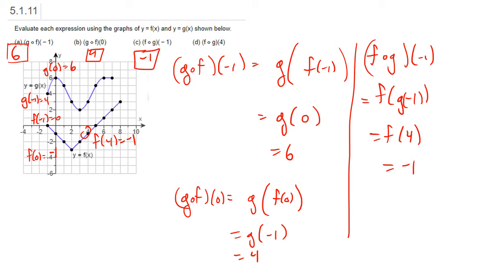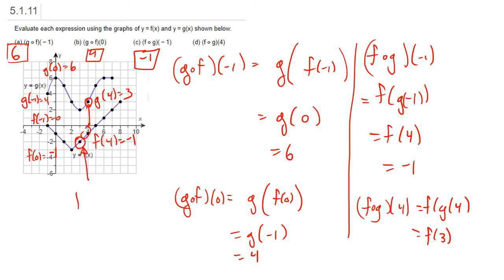And finally, f of g of 4. Well, the first thing we need to do is compute g of 4. So g of 4 seems to be spitting out a y value of 3. So then we need to compute f of 3, and f of 3, right there, looks like it's -2. So f of g of 4 overall is -2.